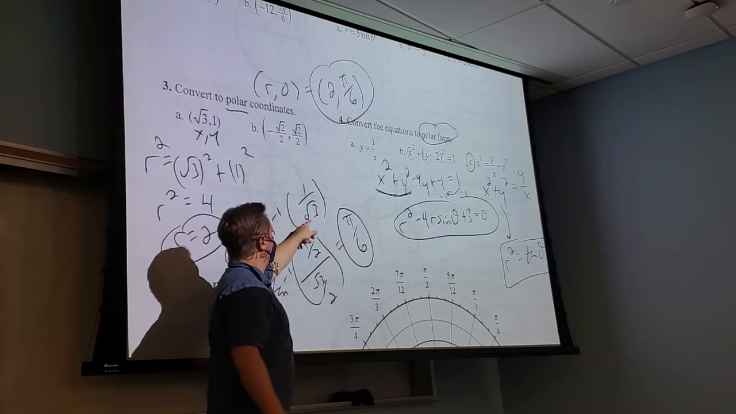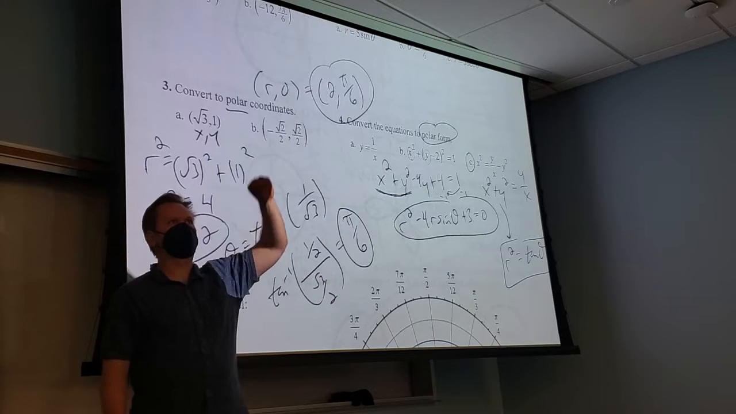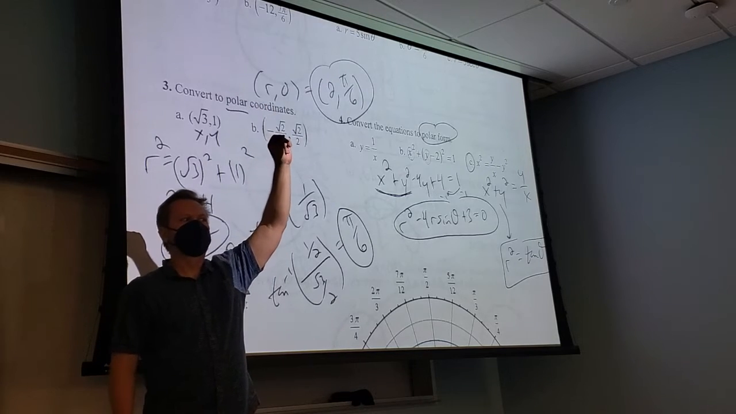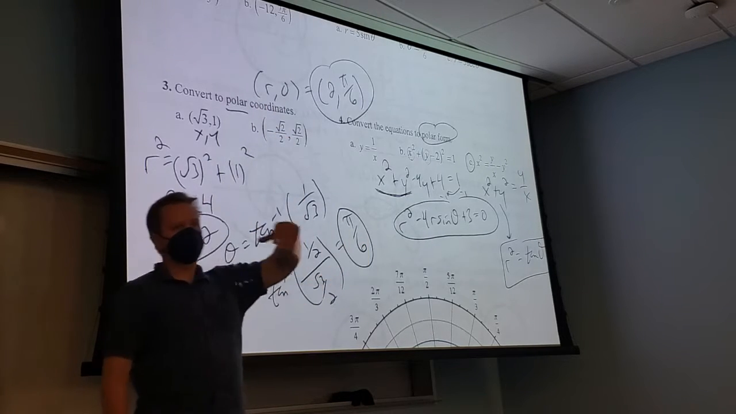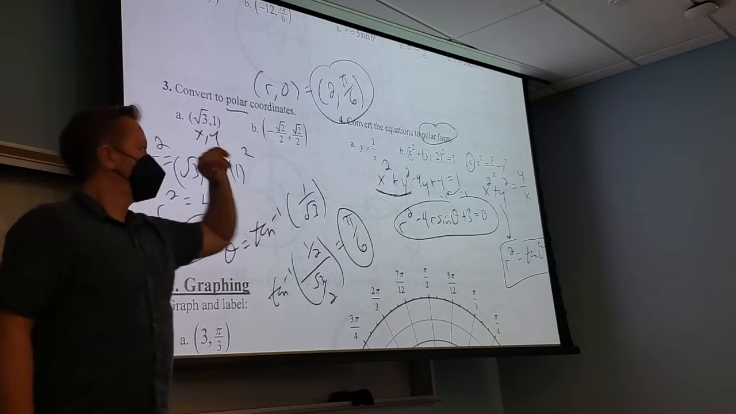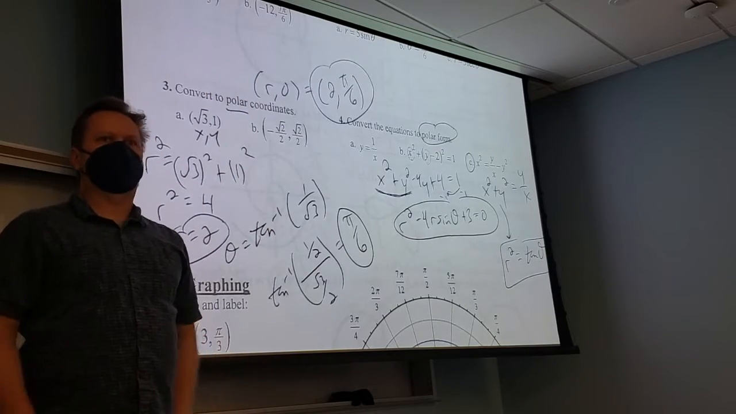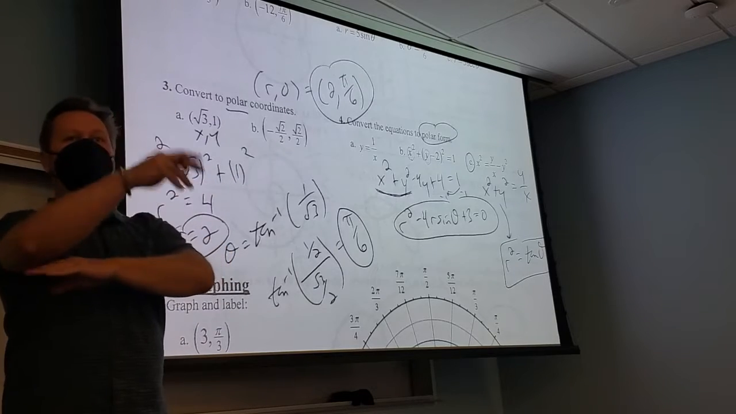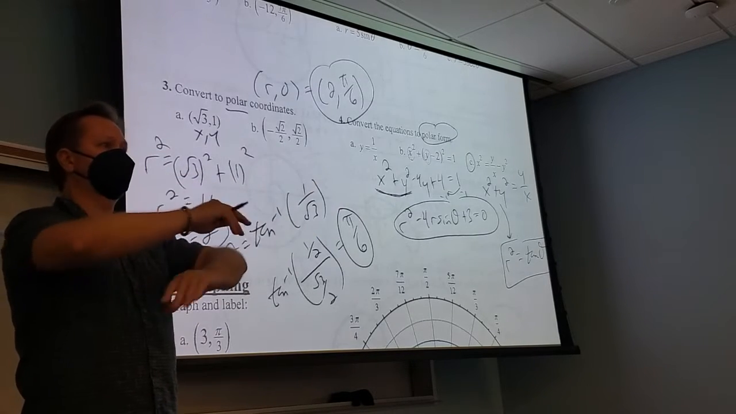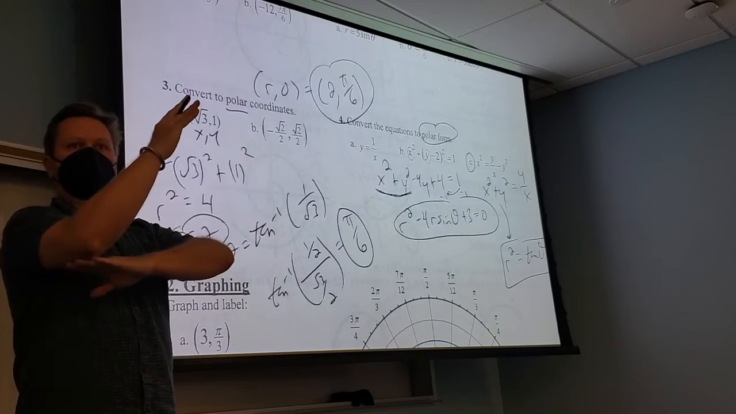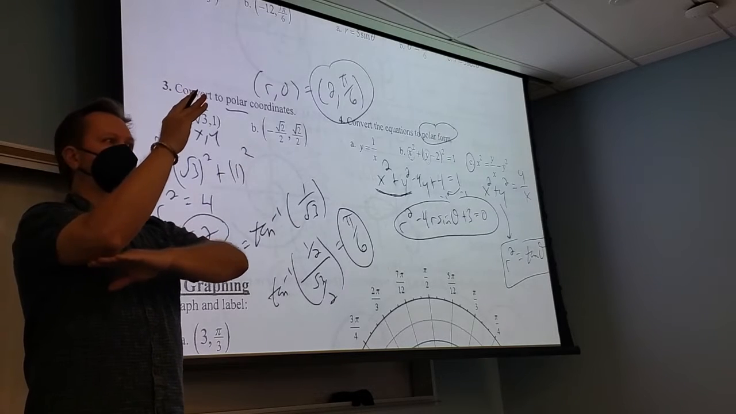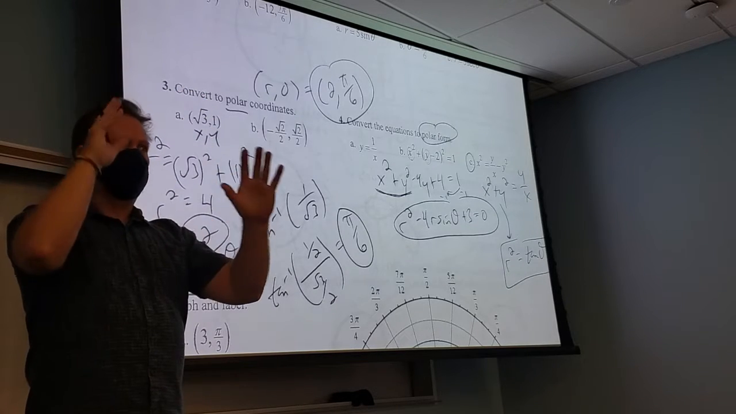Here's what I remember. Tangent is smaller when sine is smaller because sine is on the top. Tangent's bigger when sine is bigger because sine's on the top. So when I see 1 divided by rad 3, that's pi over 6, because that's where sine is smaller. If I said the inverse tangent of rad 3, that's bigger. That must be pi over 3. So that's how I memorize things.